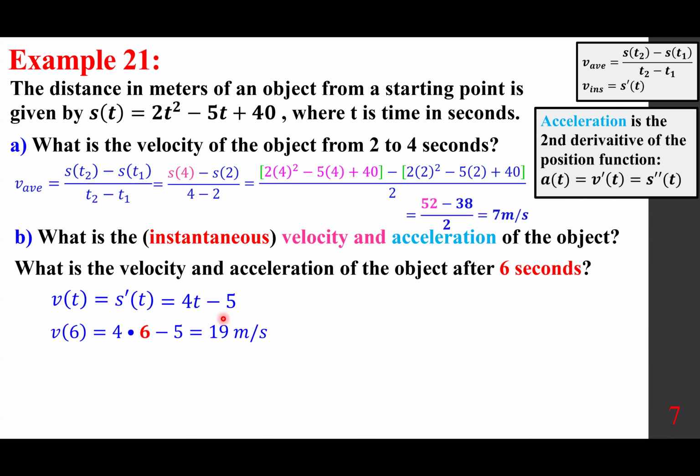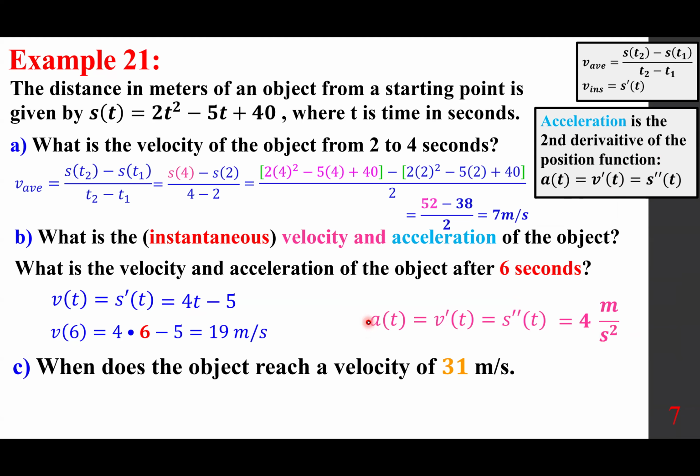Acceleration is defined as the second derivative of the position function. Therefore, a is v prime is s double prime. The derivative is 4, and it happened to be independent of time. Therefore, whether it's after 6 seconds, 5 seconds, or any time, it's still 4. The units are meters per square second because this is dv dt. And so meters per square second.